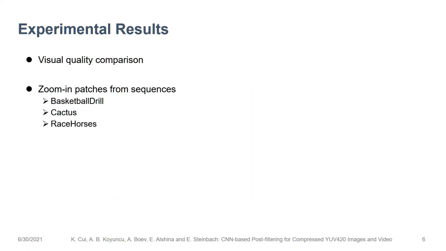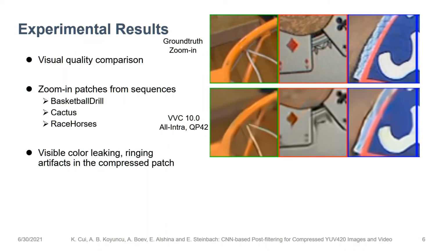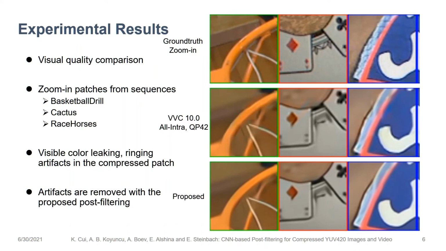First, let's look at some visual quality comparisons. We take some image patches from three example sequences and zoom in. From the zoomed-in patches, we can see that after VVC compression, there are some visible color leaking artifacts, ringing artifacts, and color stripes. With the proposed post-filtering, these artifacts can be well removed and the visual quality is improved.